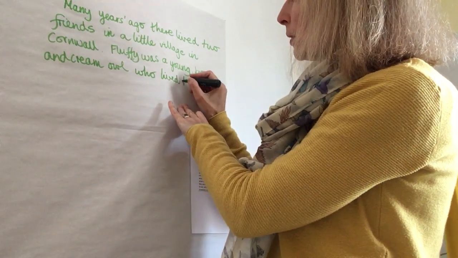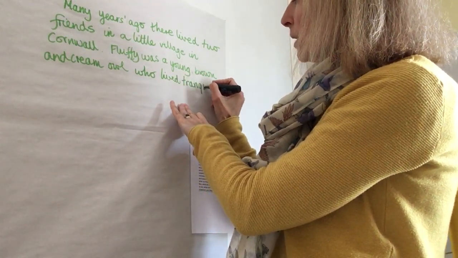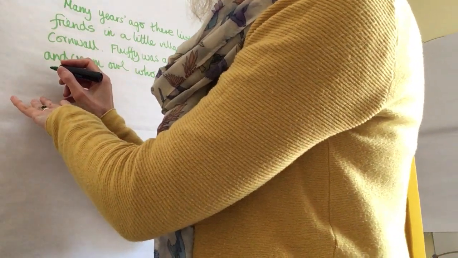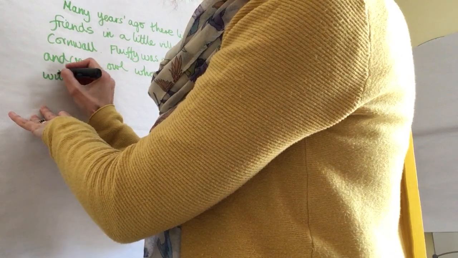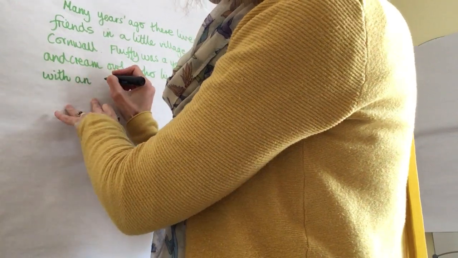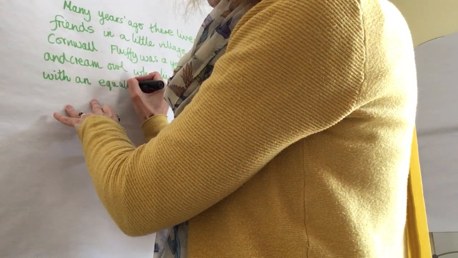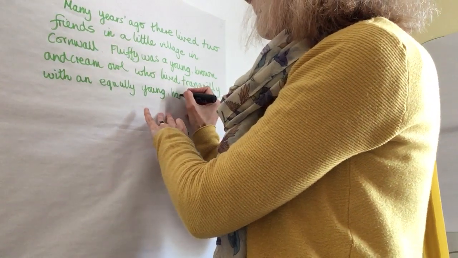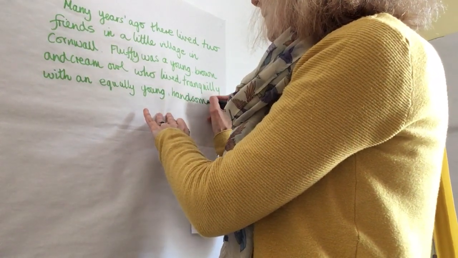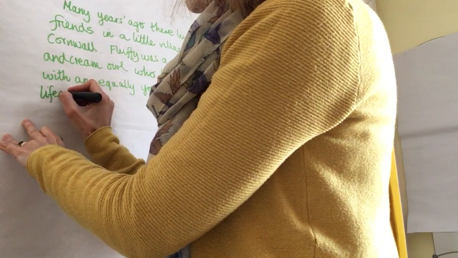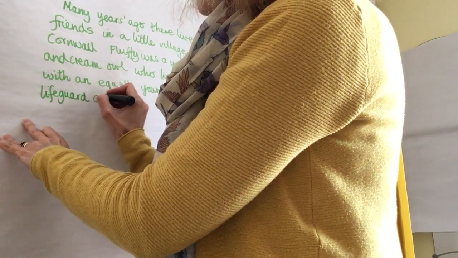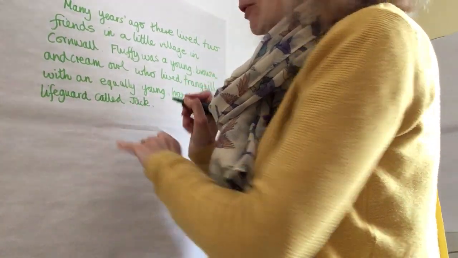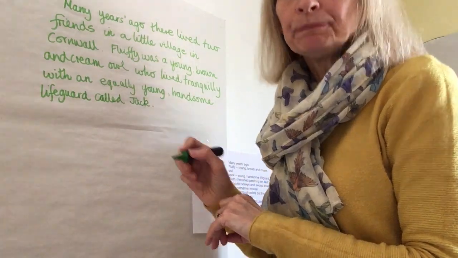Fluffy was a young brown and cream owl who, that's a good one to use, lived, and I'm going to use that word tranquil as an adverb. Tranquilly, so I need to put ly on the end, who lived tranquilly with an equally, and I can use that now because Jack is young, with an equally young, we need to say that he's handsome, young, handsome lifeguard called Jack. Okay, so we've introduced our two characters now.